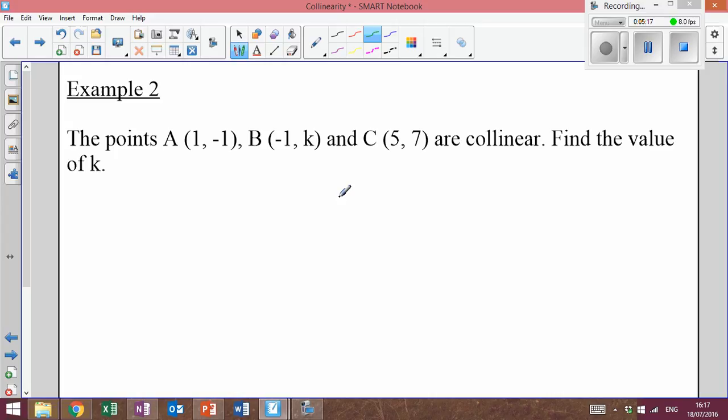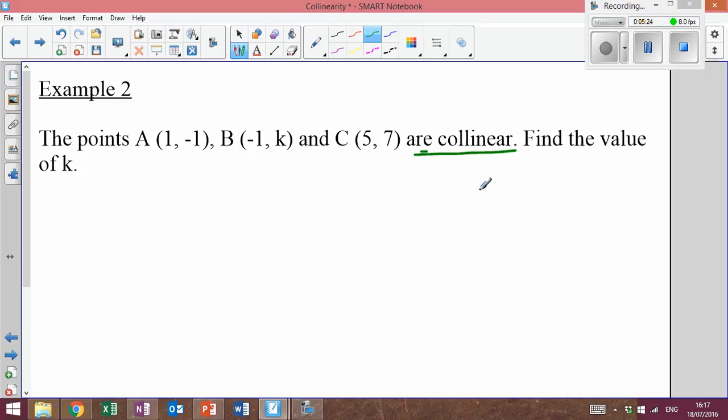Example 2, a little bit trickier here. The points A, B, C are collinear. So this time we've been told that they're already collinear. We're not proving that, and we need to find the value of K. Take a wee pause, see if you can figure this one out yourself.